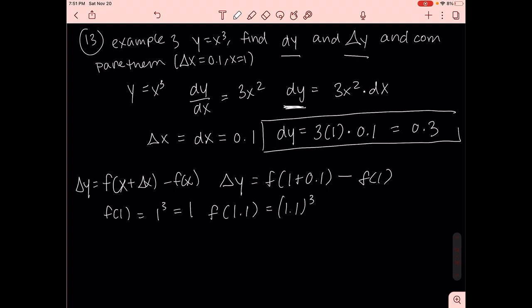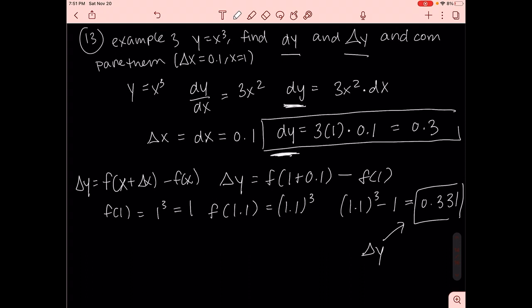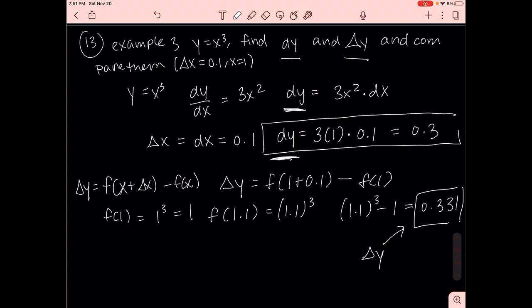And so let's use a calculator to evaluate what that is. So that would be 1.1 cubed minus 1 is equal to 0.331. Okay, so this would be the actual change in y on the function versus our approximation that we calculated up here. So as you can see, that's a pretty close approximation, and that illustrates why differentials can be an important tool when you don't have a calculator or something like that around.